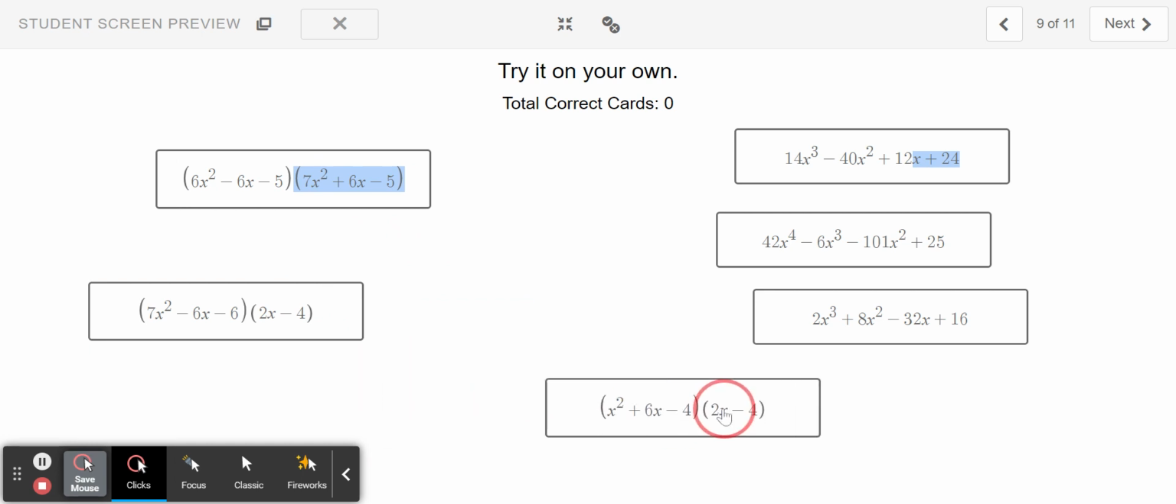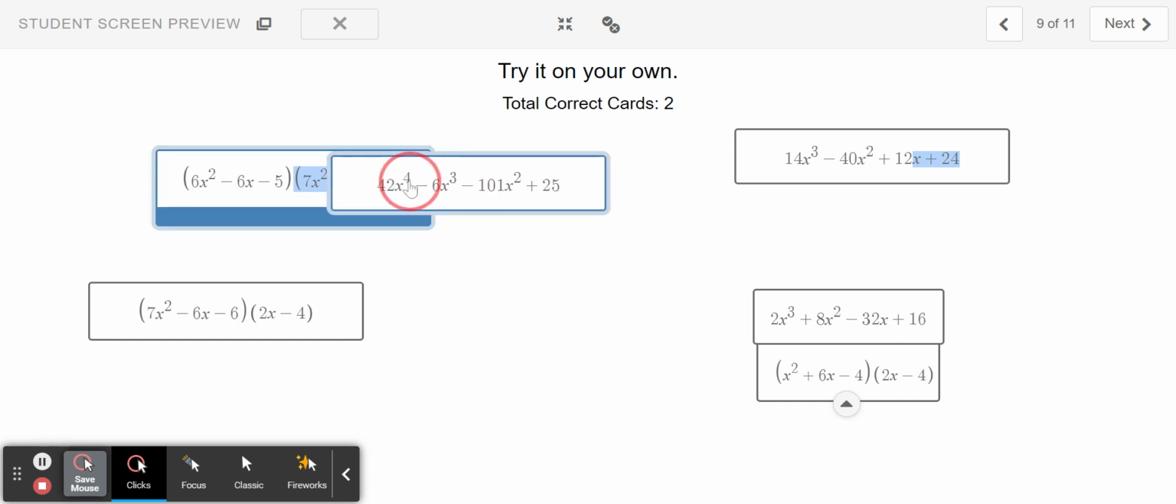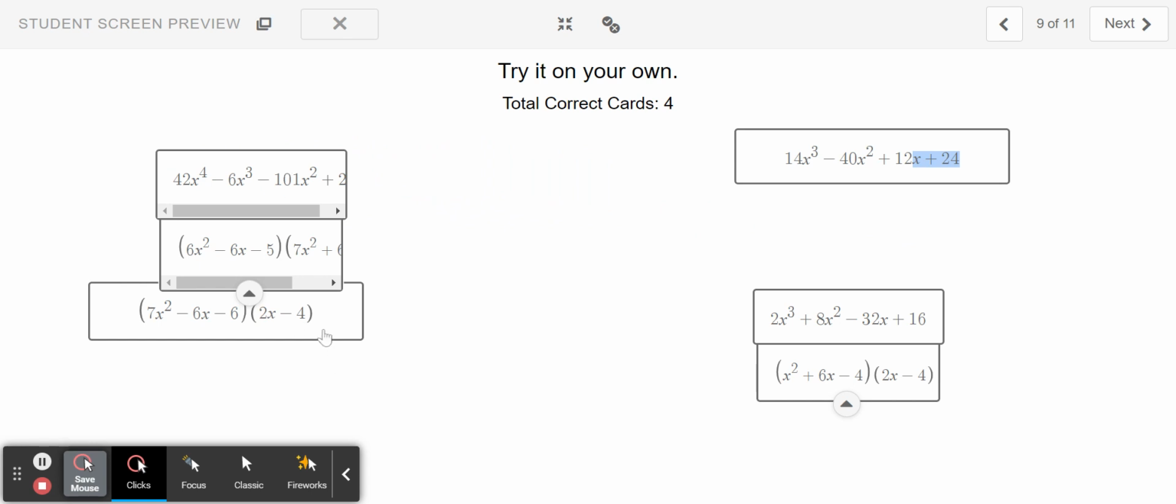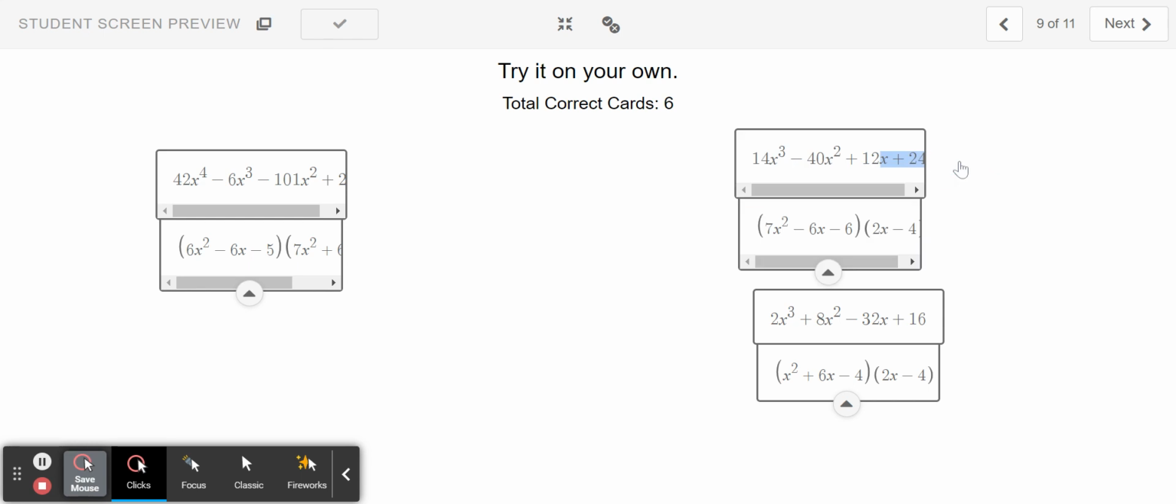Okay, so these two go together. Notice I have 2 cards correct now. These two go together. So now I have 4 cards correct. And these two slide together. And that makes all 6 cards correct. Yay!